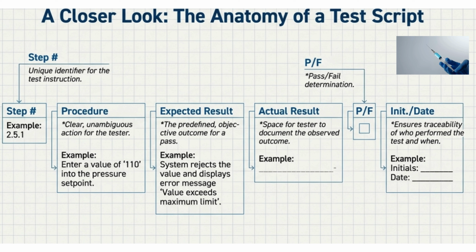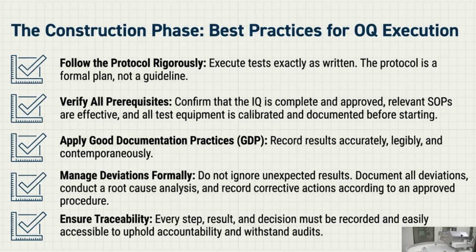During the execution phase, the protocol must be treated as a formal legal plan, not a suggestion. Follow the steps exactly as written. If a result falls outside of your acceptance criteria, you must manage it through a formal deviation process. This involves stopping the test, investigating the root cause, and documenting why the failure occurred. Never test into compliance by repeating a failed test until it passes without a documented investigation.